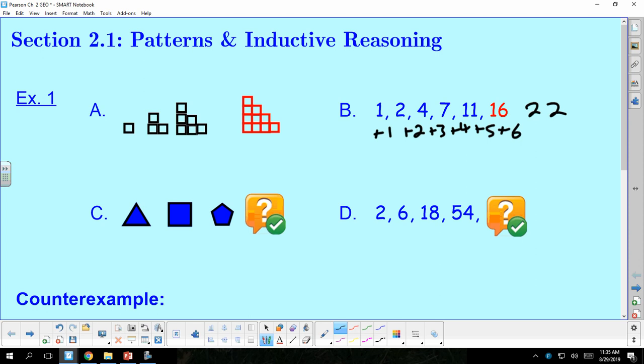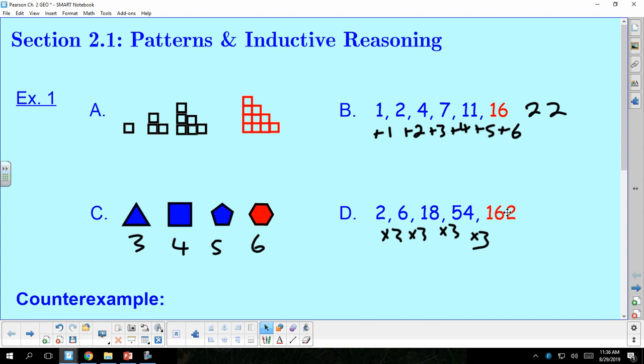So this next one, we have a triangle, a square, pentagon, what was he missing? Hexagon, a regular hexagon. This is the number of sides. We have 3 sides, 4 sides, 5 sides, and 6 sides. Now this one, not adding something, but multiplying. So we have times 3, times 3, times 3, times 3, 160.